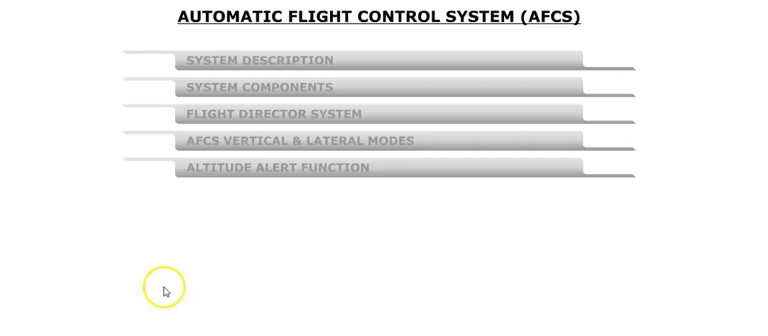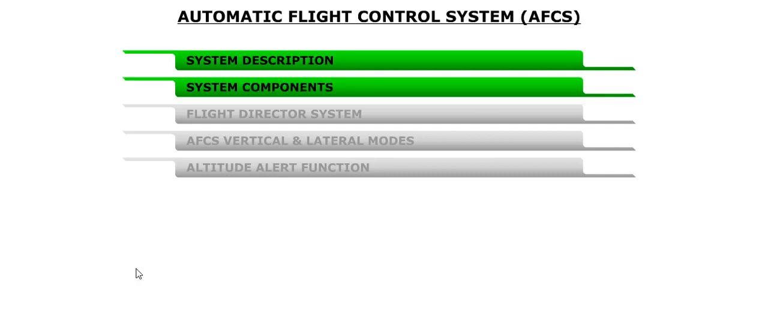In this module, you will be introduced to the Automatic Flight Control System, or AFCS. We will start out with a brief system description. After that, we will look at the individual components of the system, starting with the autopilot and yaw damper systems.